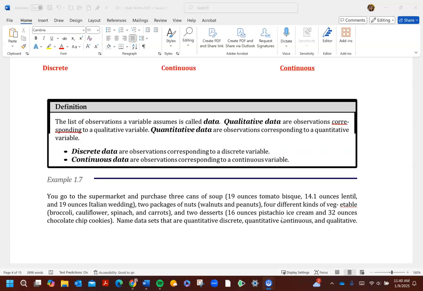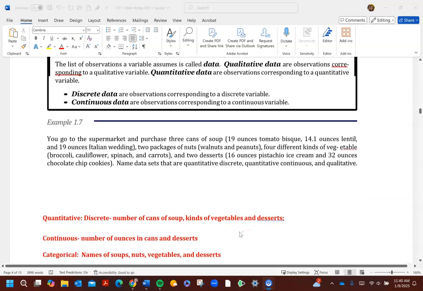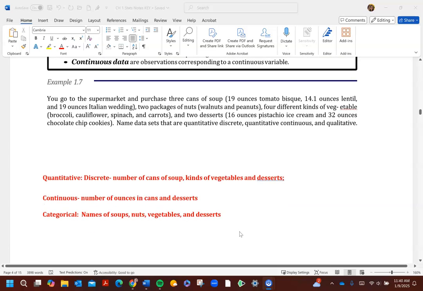Okay, so hopefully you've paused the video and given yourself time. And now I'll reveal the full answer. So we have quantitative discrete: the number of cans of soup, kinds of vegetables, desserts. Quantitative continuous: number of ounces in cans and desserts. Categorical: names of soups, nuts, vegetables, and desserts.